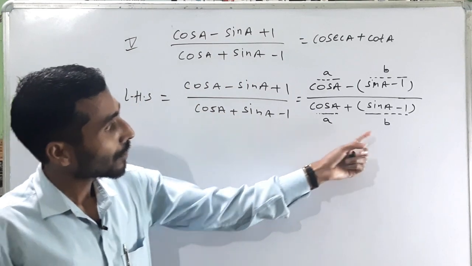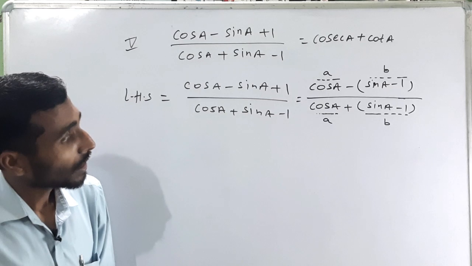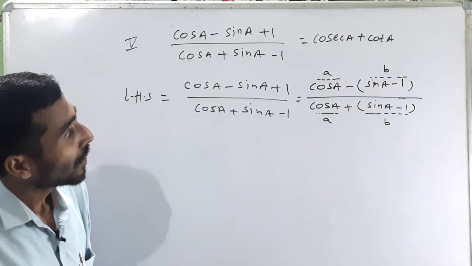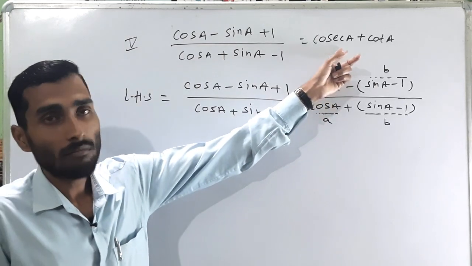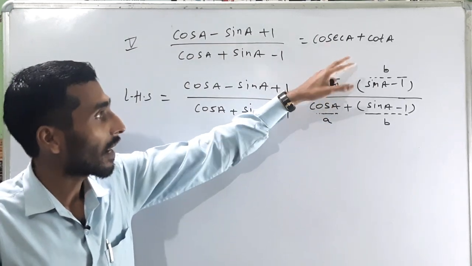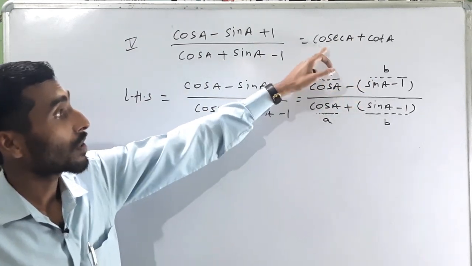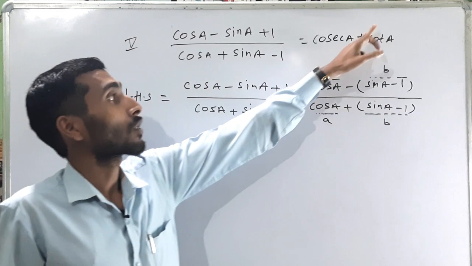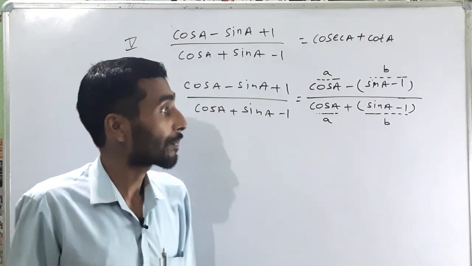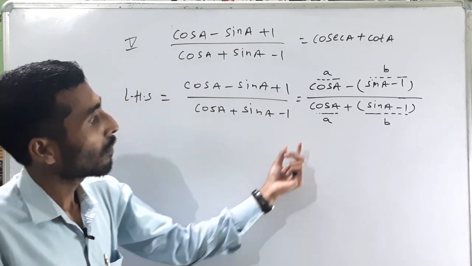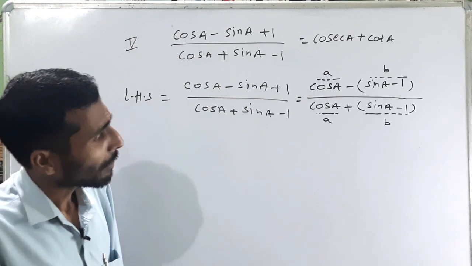Here is (A plus B) into (A minus B). Look here, basically there is nothing in the denominator, or we can say there is sine in the denominator, because if we change cosec and cot, then 1 by sine, cos by sine, so in the denominator there is sine A. So maybe after solving we'll get sine A in the denominator. Okay, so what can be done?